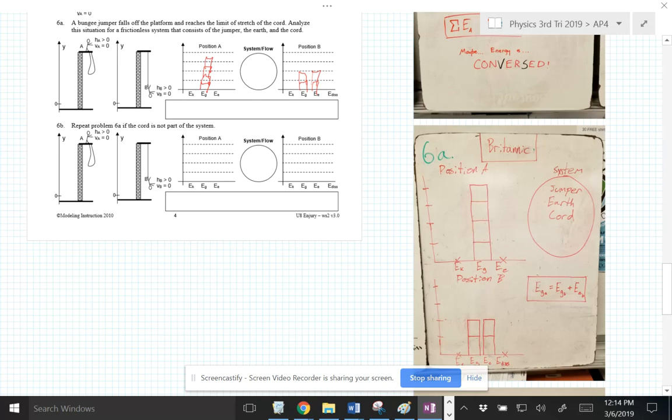So same problem, cords are not part of the system. That means we're going to start out with 4 blocks of EG. And in the end, I'm going to have 2 blocks of EG. But I only have jumper and Earth.